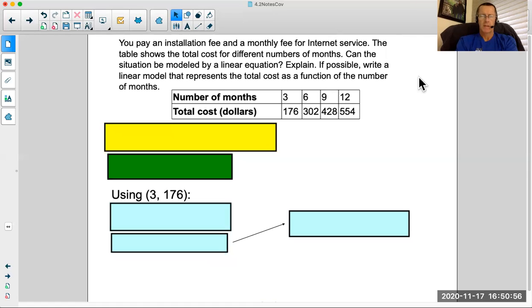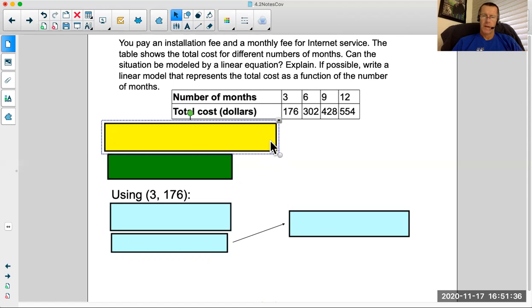Okay, so the first question is, can the situation be modeled by a linear equation? Well, let's see. We go up 3 and up 3. What's this increase? 302 minus 176 is 126. So 3, 126, 3, 126, 3, 126. So yes, it can. Which means it has a constant rate of change, which means it has a slope. So figure out the slope.